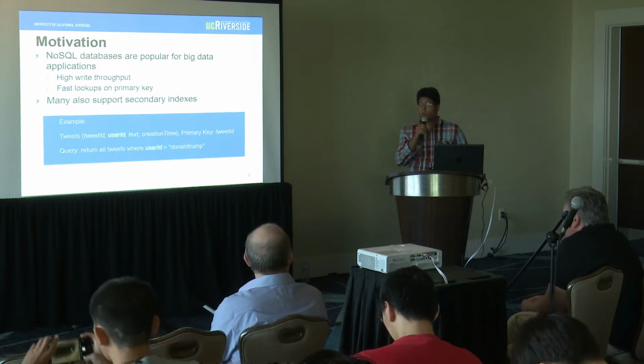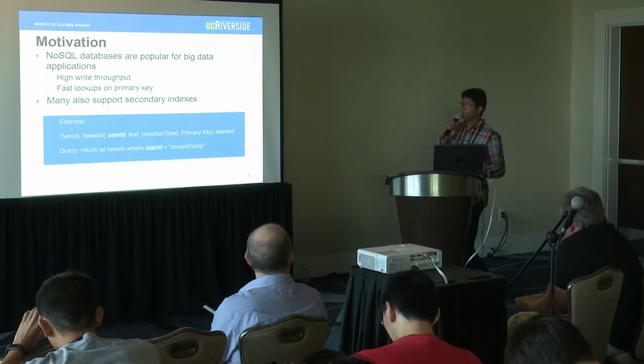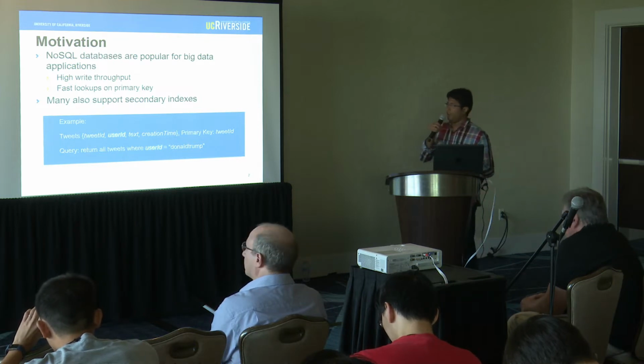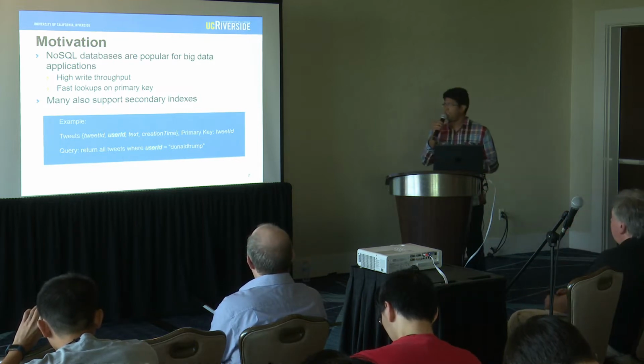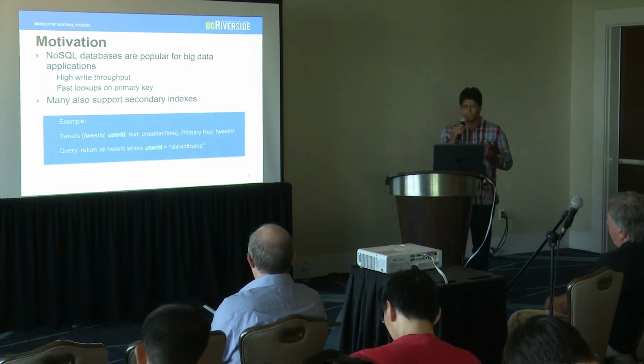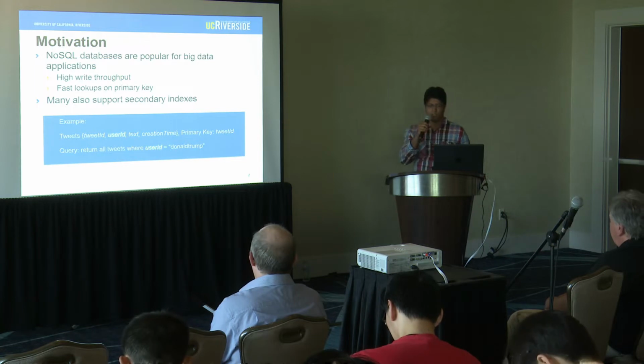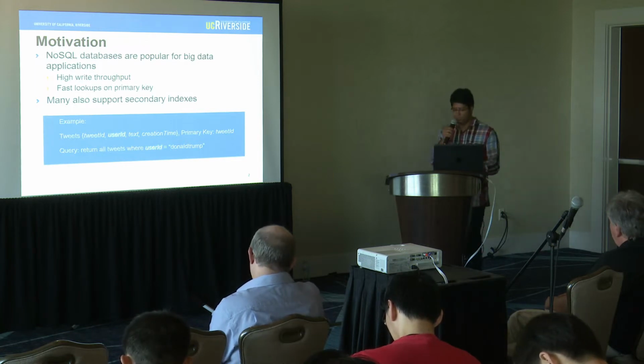Nowadays, NoSQL databases also support secondary indexes. For example, if you store tweets, where your primary attribute is tweet ID and you have a user ID as a secondary attribute, you want to efficiently return a query like: return all tweets where user ID equals, for example, Donald Trump.